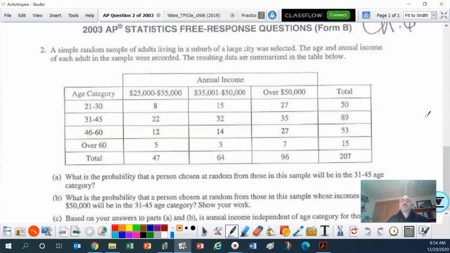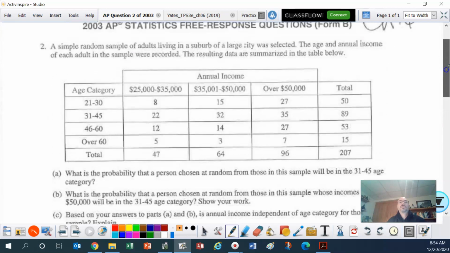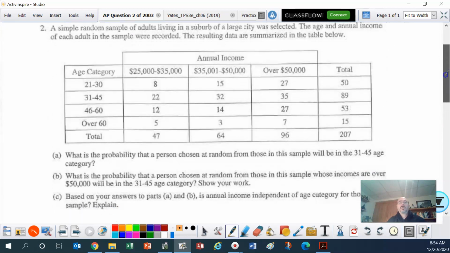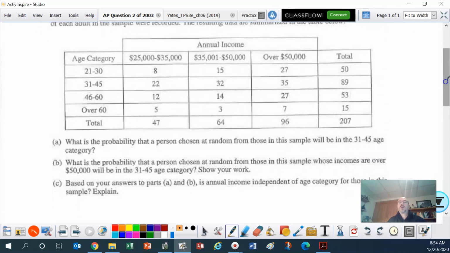All right, here's a 2003 stats pre-response question. So, get myself organized here. A simple random sample of adults living in a suburb of a large city was selected. The age and annual income of each adult in the sample were recorded. The resulting data are summarized in the table below. All right, so here's the data. What is the probability that a person chosen at random from those in the sample will be in the 31 to 45 age category?